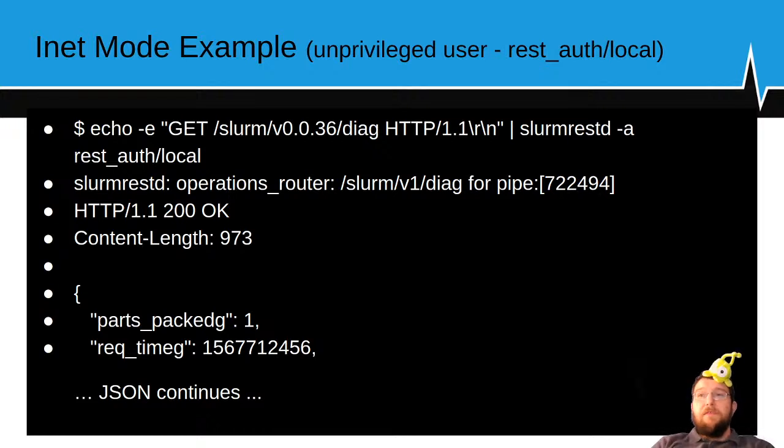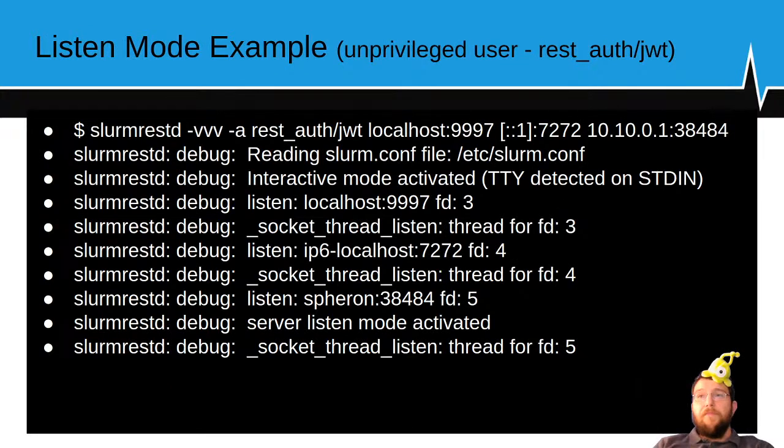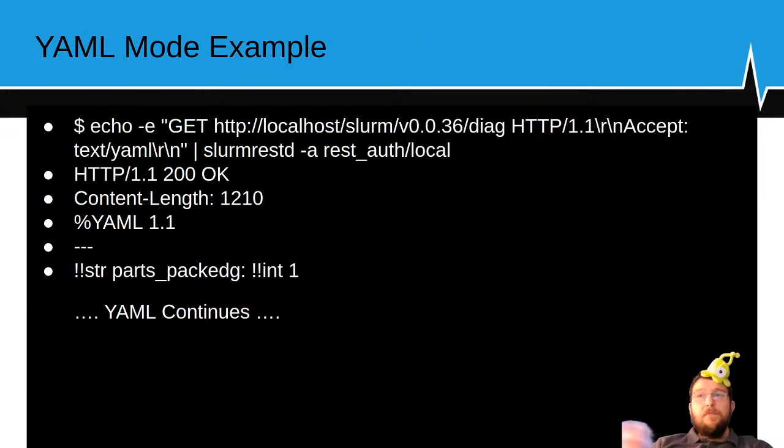Here's an example of using INET mode locally for scripting a request to Slurm REST. This example is equivalent of calling sdiag and returns the information in JSON format. Here's an example of using listen mode from remote clients. In this case, Slurm REST will listen on 3 sockets for the clients. Here's an example of retrieving YAML formatted response instead of the default JSON. Slurm REST can natively accept YAML or JSON for input and output.